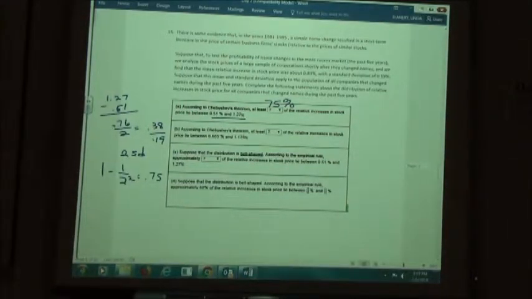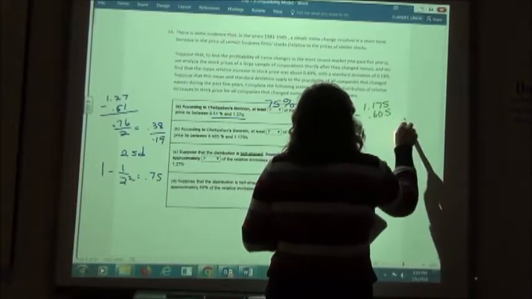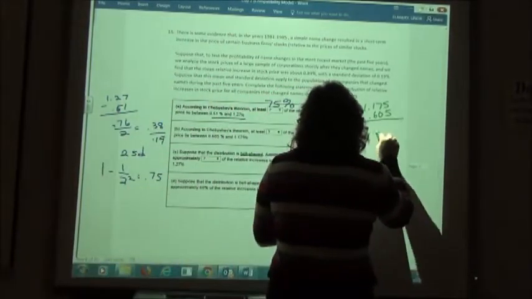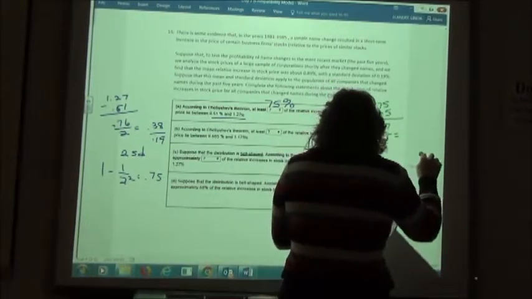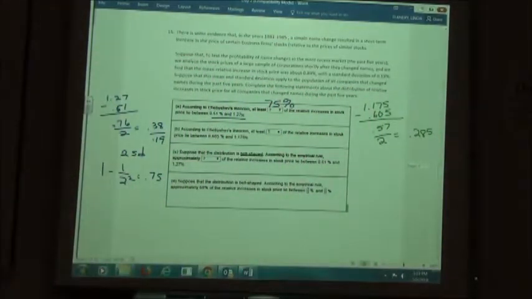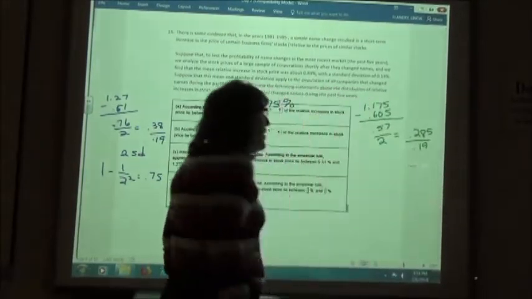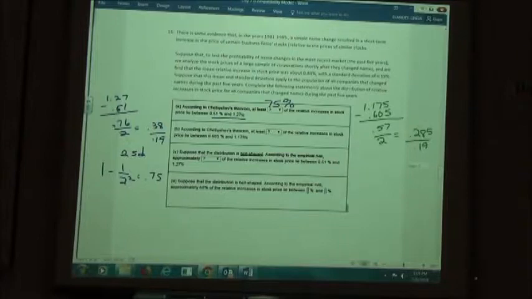The second part of that, according to Chebyshev's theorem, at least what percent of the relative increase in stock prices lie between 0.605 and 1.175%? So part B, pretty much just like part A. We're going to start by finding the spread. 1.175 minus 0.605 is 0.57. We're going to divide it by 2, which is 0.285. We have to figure out how many standard deviations 0.285 is. Since one standard deviation is 0.19, if we take our 0.285 and divide it by 0.19, we get 1.5 standard deviations.